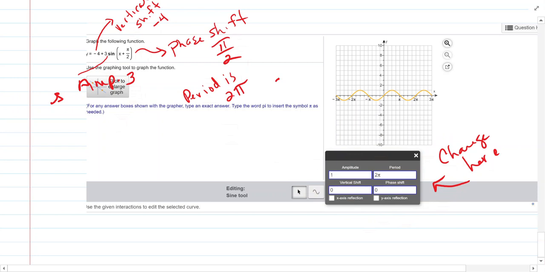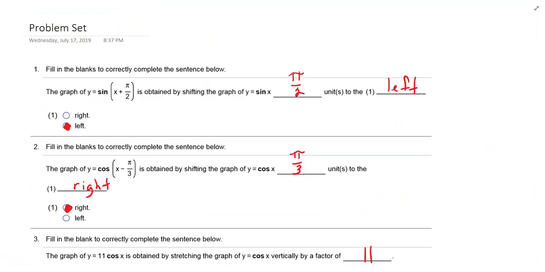But let's go to the problem set. All right, so number 1, the graph of y equals sine of x plus pi over 2 is obtained by shifting the graph of sine x how many units to the right or left. All right, so this is the number of units, whatever this number is. If it is positive, you're going left. If it's negative, you're going right. That's not intuitive, but that's what we need to understand in the parentheses. So we would fill that in.